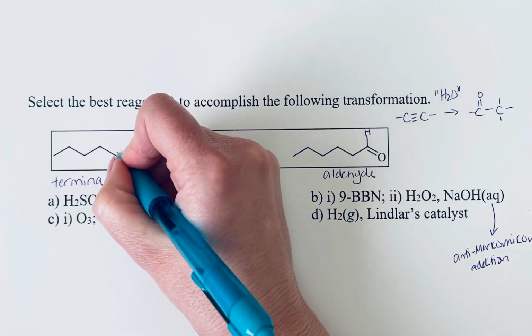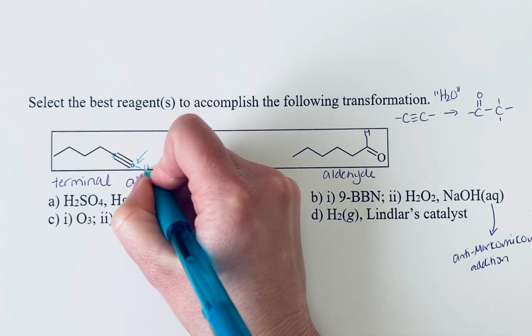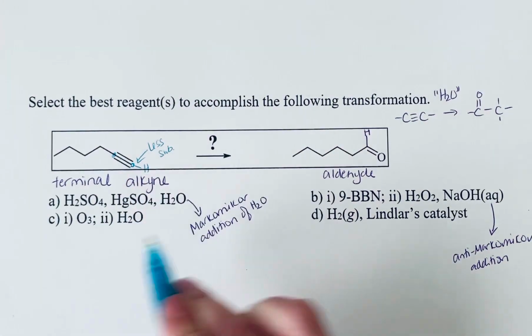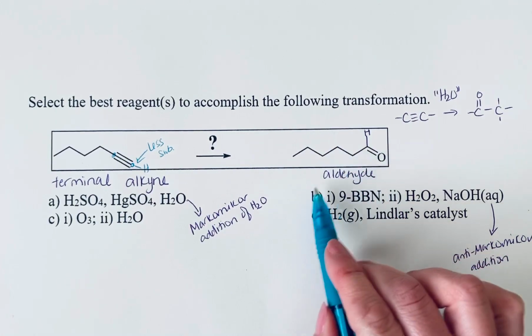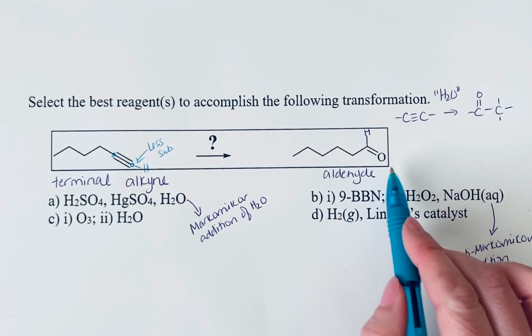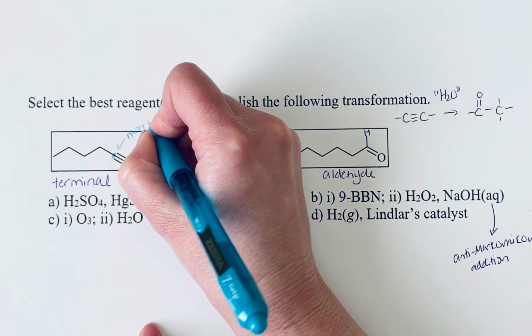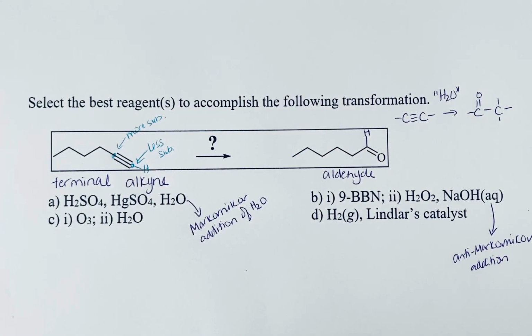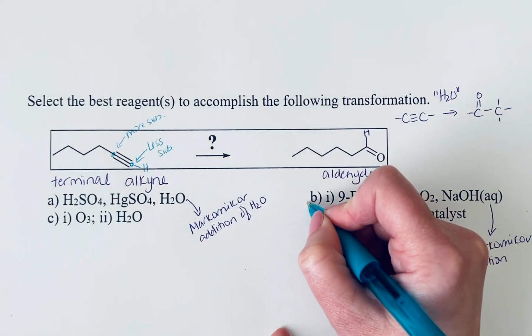Looking at the two carbon atoms of the alkyne, the end carbon atom where you have a hydrogen is the less substituted carbon atom. That's where we see the water, the alcohol, has added initially, an enol, which then tautomerizes to this aldehyde. The hydrogen appears to have added to the more substituted carbon of the alkyne, which means that what we have here is an anti-Markovnikov addition, and we would want to select the hydroboration-oxidation conditions shown in B.